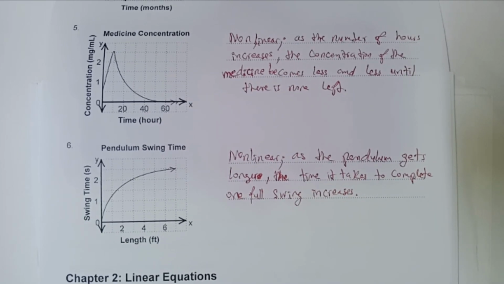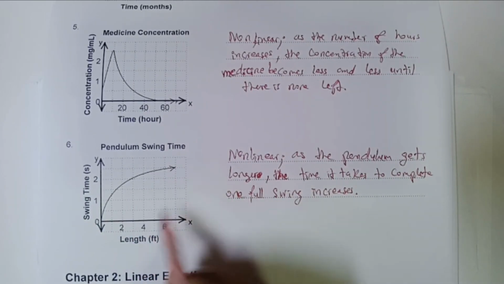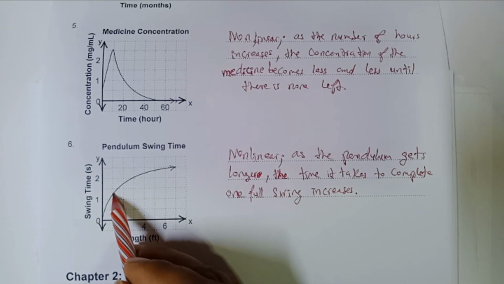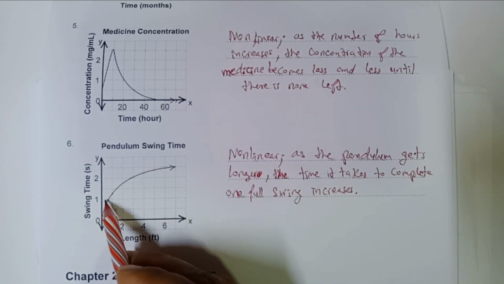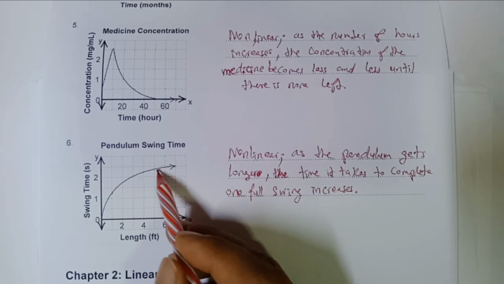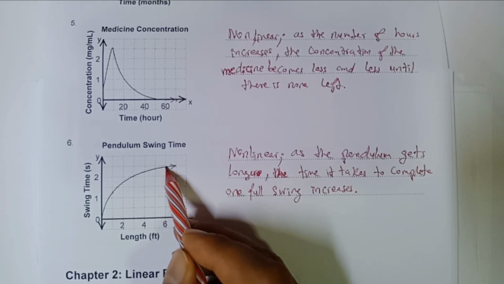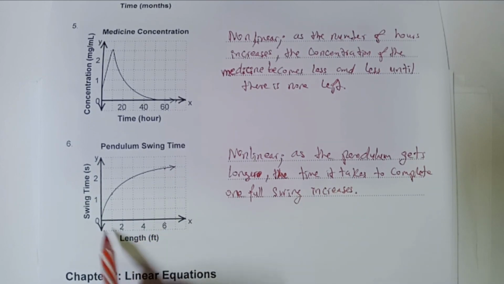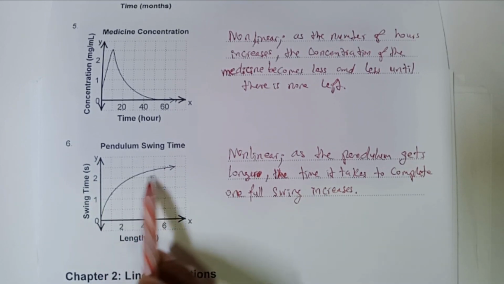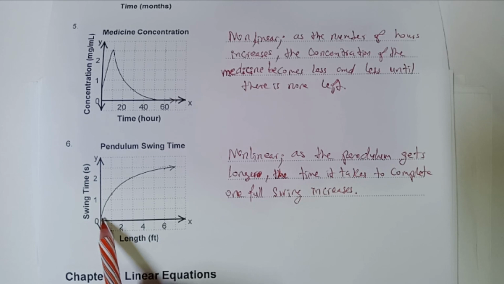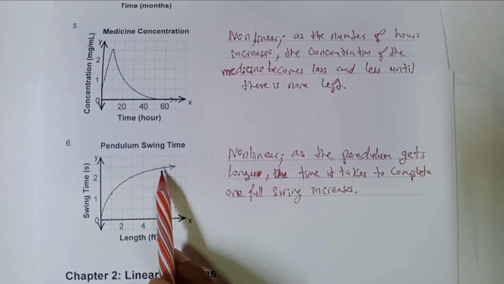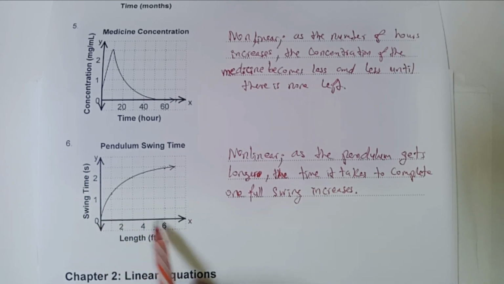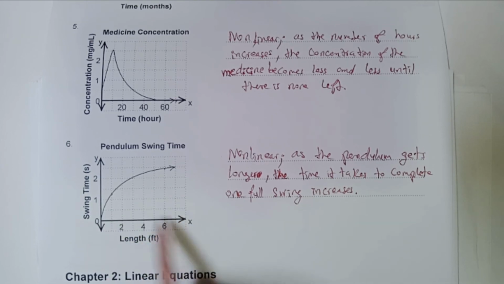You can see from the graph, if the length is short, it takes a shorter time to complete one swing. But as the length gets longer, you see that the time begins to increase as well for it to complete one swing. So as the length of the pendulum increases, the time it takes for a full swing also increases, based on this graph right here. Increase in length, increase in time.